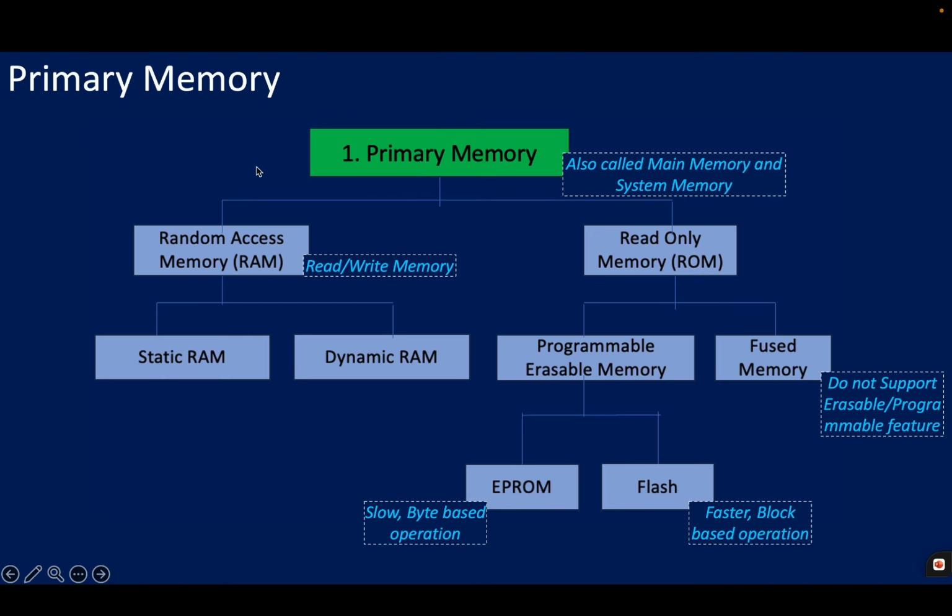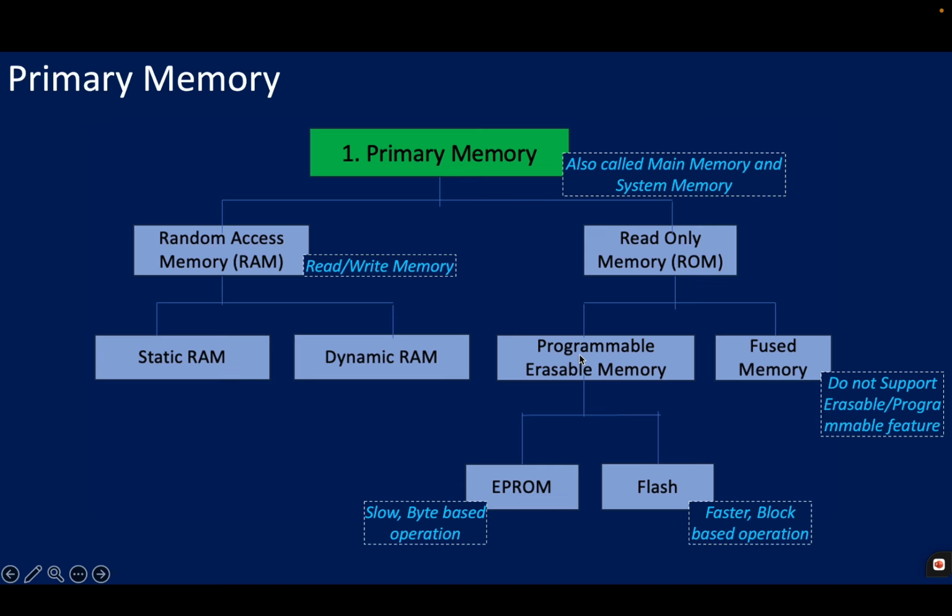Now, let us look at the first classification of memory, primary memory. This is also called main memory and system memory. Primary memory is further classified into random access memory and read-only memory. RAM is also referred to as read-write memory, while the concept in ROM is read-only. RAM is further classified into SRAM, static RAM, and DRAM, dynamic RAM. We will see details of it shortly. While ROM is classified into programmable erasable memory and fused memory.